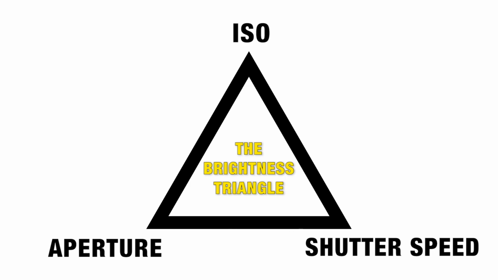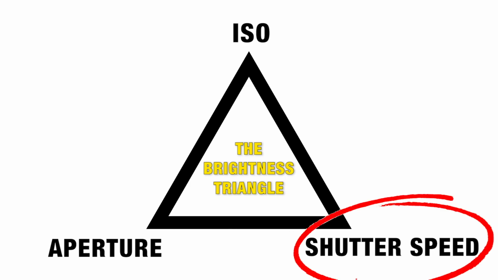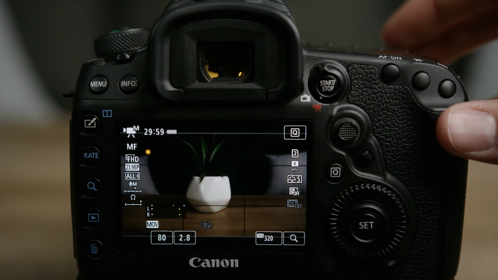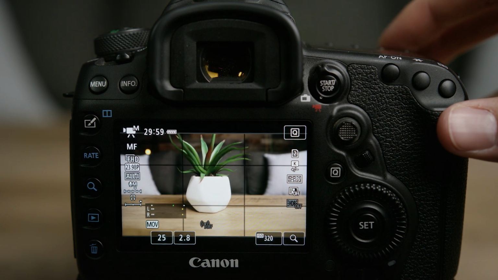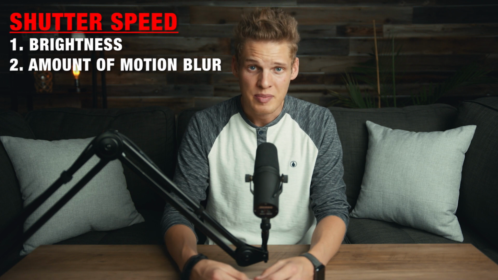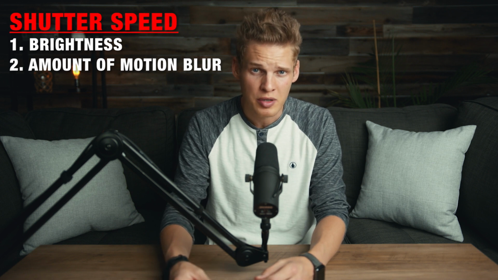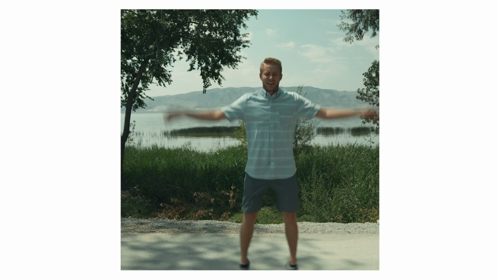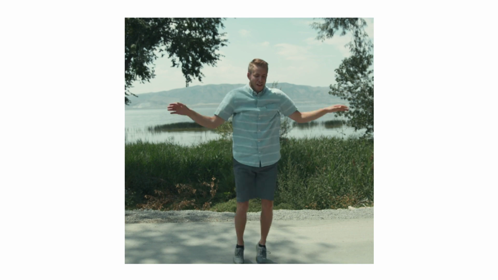The third part of the brightness triangle is shutter speed. Shutter speed also does two things. First, shutter speed is like aperture, where the lower your shutter speed, the brighter your image is. And the higher your shutter speed, the darker your image is. The second thing that shutter speed does is it controls how much motion blur you see in a moving subject. If you have a low shutter speed, there will be more motion blur, and if you have a high shutter speed, you will have a more crisp and sharp subject.